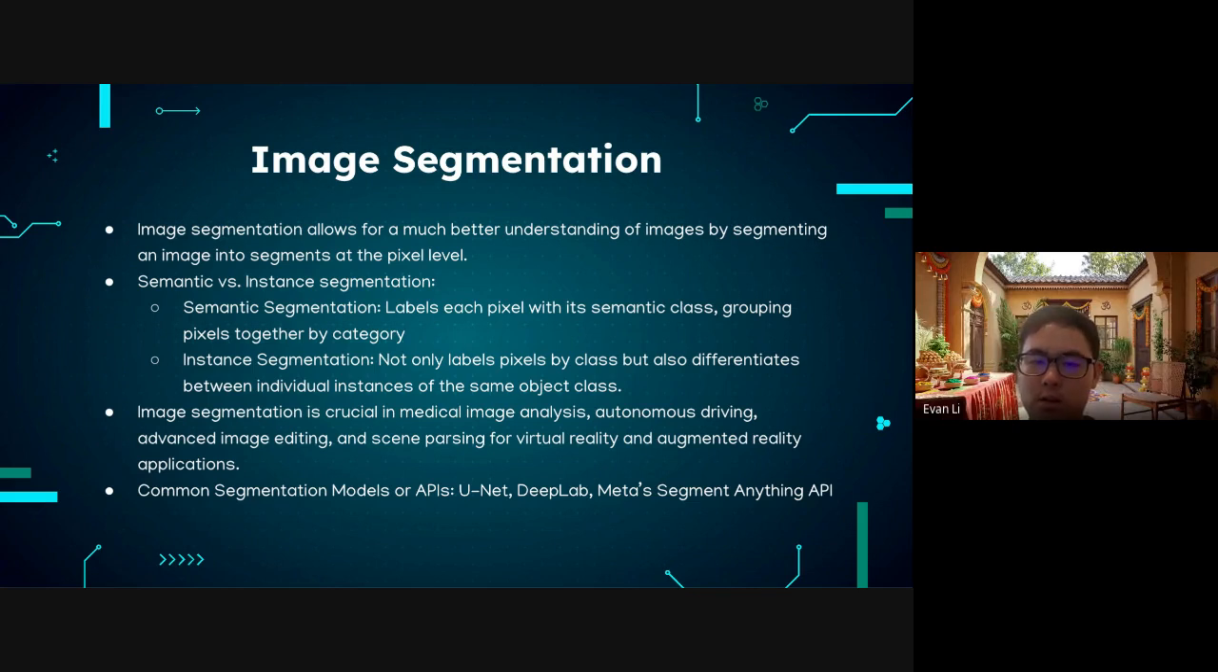Key architectures in image segmentation include U-Net, renowned for its effectiveness in biomedical image segmentation and its encoder-decoder structure, and DeepLab, widely recognized for its state-of-the-art performance in semantic segmentation tasks. Another key thing of note is Meta's Segment Anything API, which builds upon this.